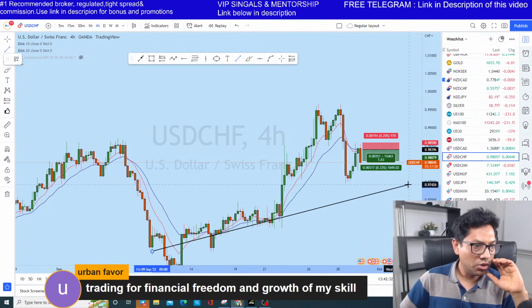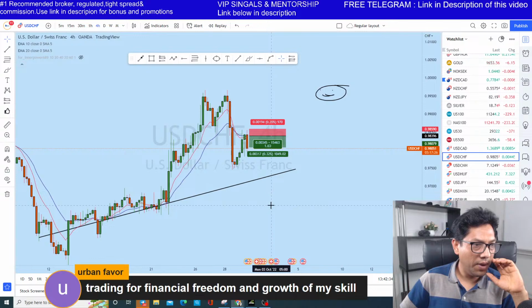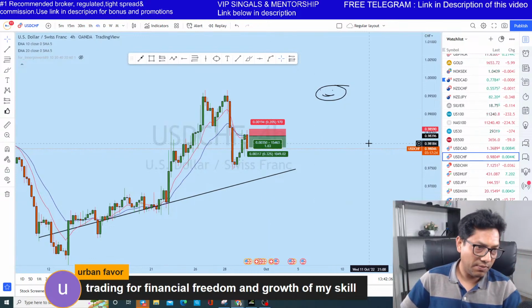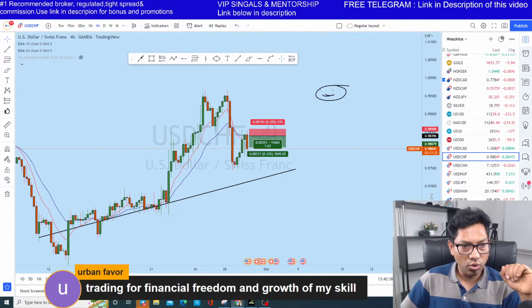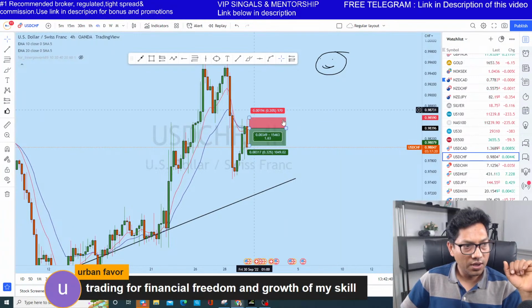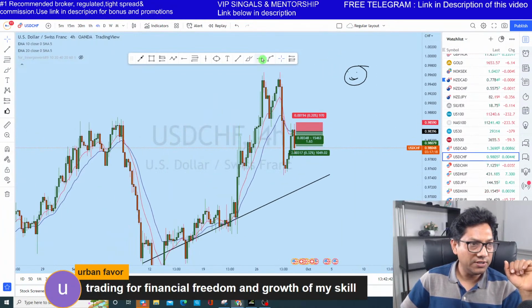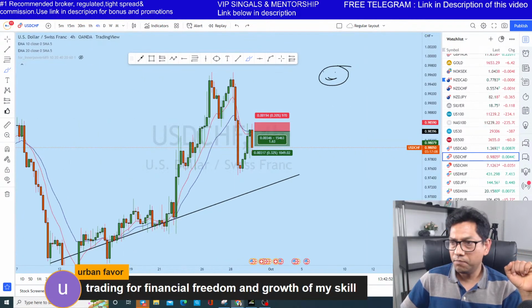Okay, so I think it will come back to this, and then we might see some other movement, but anyway, we have taken that. And also if you closely look, if you consider this as a head, there is a left shoulder and there is a right shoulder. There is a head and shoulders formed in this pair.